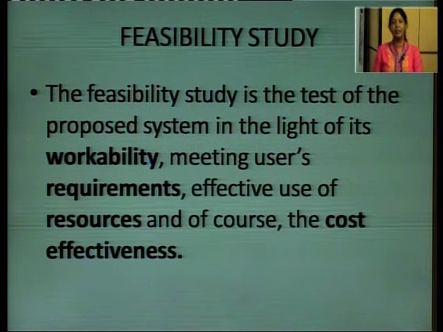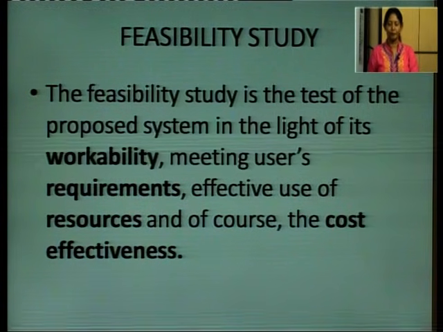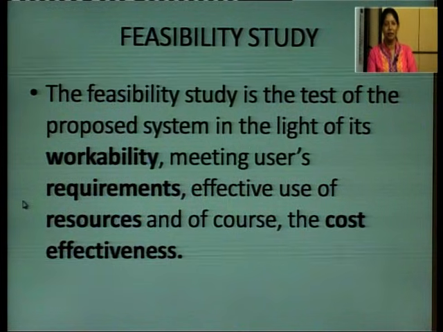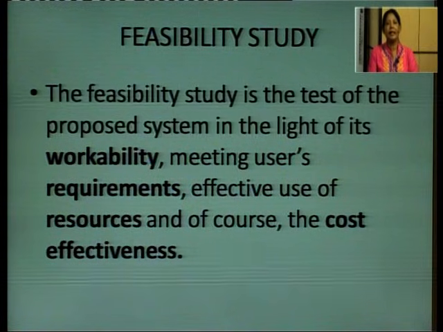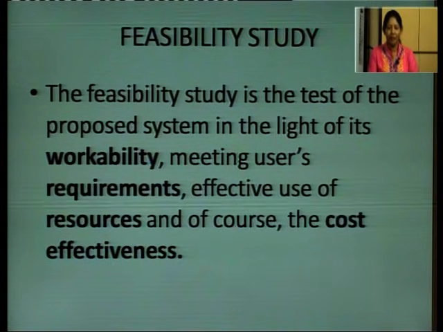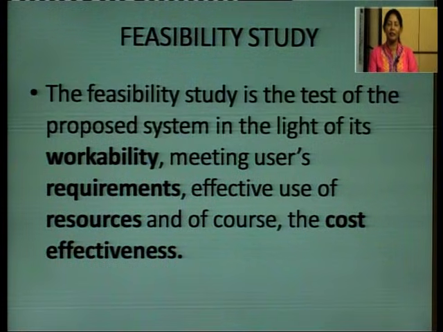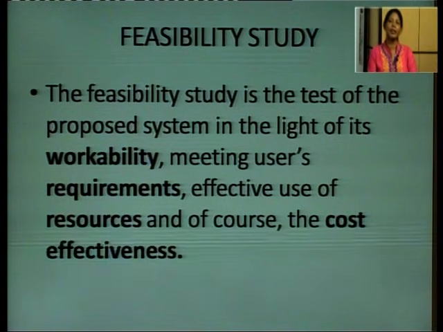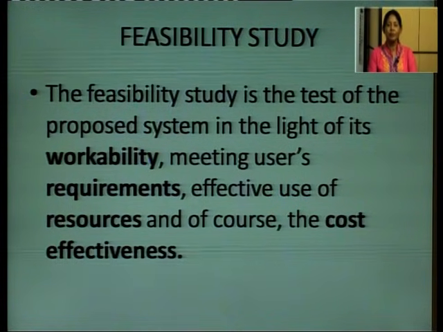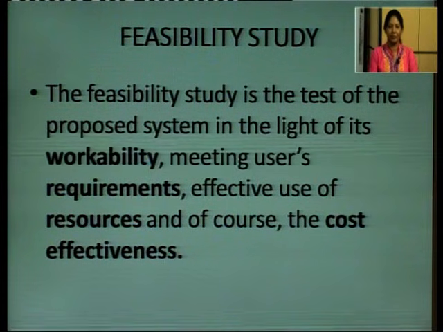Next is the feasibility study, which is a very important phase of the system development life cycle. The feasibility study is the test of the proposed system in the light of its workability, meeting users' requirements, effective use of resources, and of course, cost effectiveness.